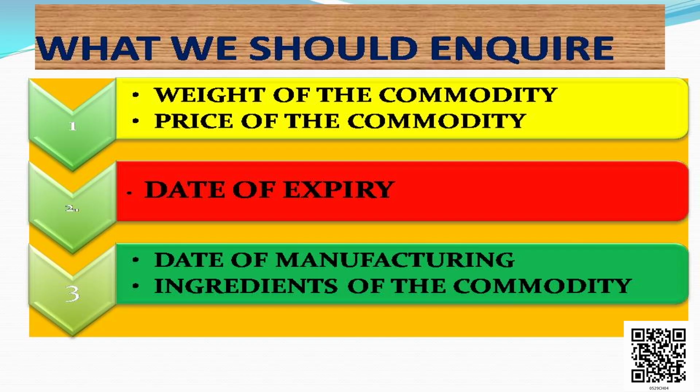Yes, these are some of the information I have jotted down here, that you should remember being a customer. When you step inside the shop, before purchasing anything you should remember this or inquire about things, that is, the weight of the commodity, whether whatever weight you have demanded, the commodity is carrying the same weight or not. Then the price of the commodity, the original price written on the commodity and what the shopkeeper is demanding. Then expiry date, this is the most important thing.